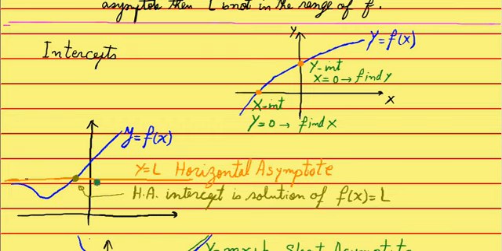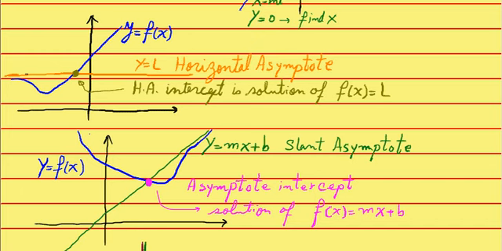Suppose you have this horizontal asymptote at y equal to L, and you want to know where your function crosses it, if it crosses it at all. In that case, you take the function f of x, set it equal to the right hand side of the equation of your asymptote, solve that, and then you get the location of the crossing point. So f of x equal to L is an equation whose solution is going to give you the asymptote intercept.